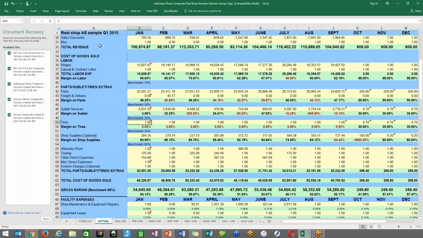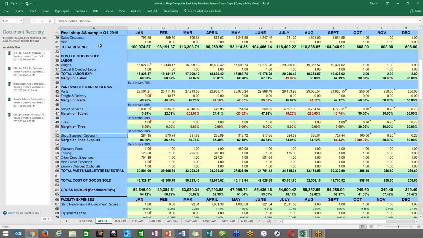This shop, for whatever reason, doesn't sell tires. I disagree with that. I think a shop should sell tires. Maybe he just didn't want to for whatever reason, but your tires are separated. And the margin on tires was 0 because he didn't sell any. And by the way, that defaulted to $1. Instead of putting 0 in there, we defaulted everything to $1 in your blank composite. When you get this, it's blank. The benchmark is 30%.